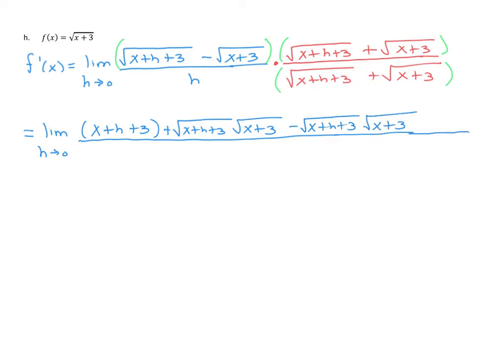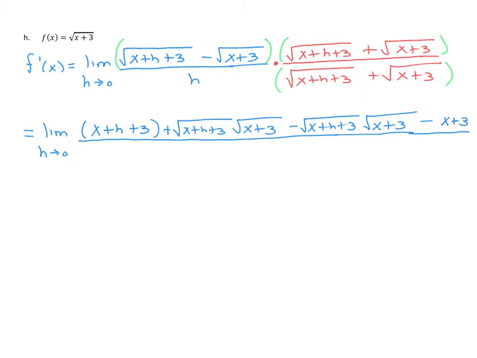The last term that you would get is multiplying this to this. It's a negative times a positive, so I know it's going to be a negative. And we have the square root of x plus 3 times the square root of x plus 3, and that means you square this term, and it cancels the square root. What is left over is x plus 3.